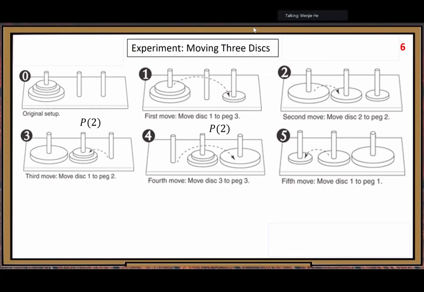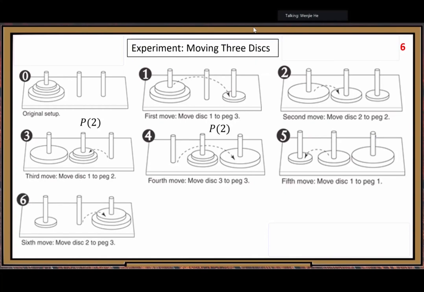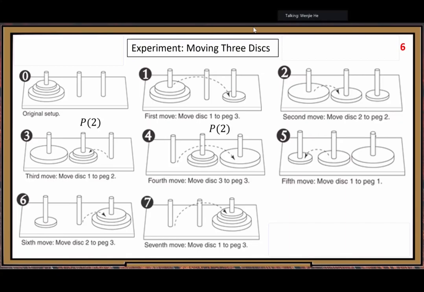Then step number 6, move the middle disk to the destination peg. Then the last step, the smallest disk to the destination peg. So you solve the size 3 puzzle problem. That's our experiment. So we can visually see the details of the work, and we can understand the whole process better in this way.